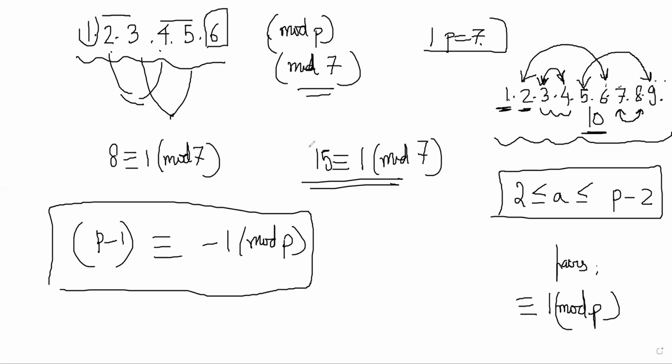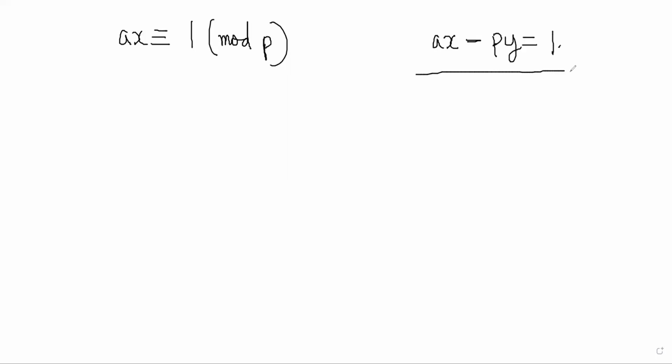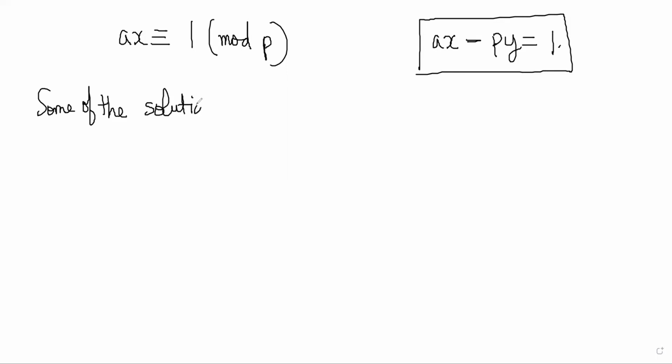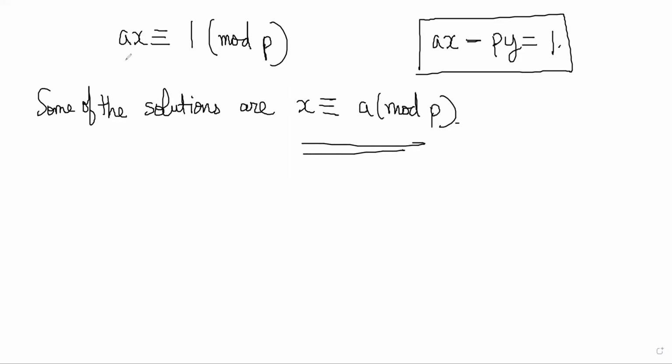Why you are finding such pairs is because you are getting a solution to this congruence. What is this congruence meaning? ax minus py is equal to 1, right? This congruence has a solution for sure, and some of the solutions are of the form x is equal to a mod p.